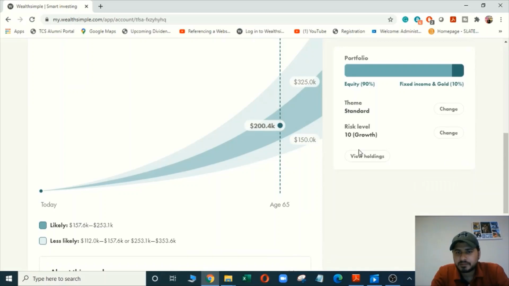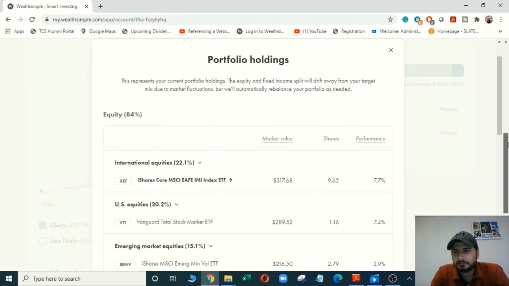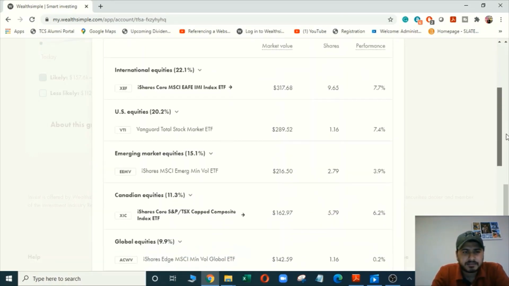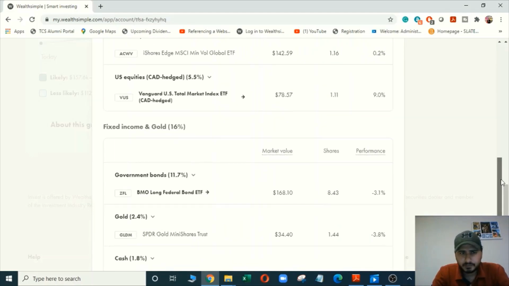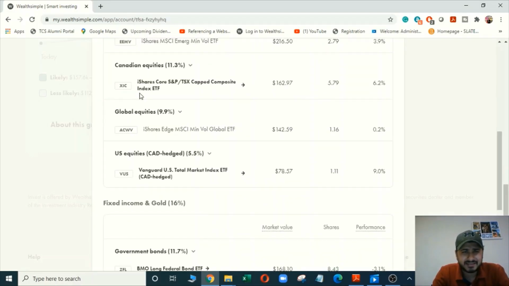So as you can see, what are the holdings in this growth portfolio? It consists of 22% XCF, which is one of the iShares Core EAFE IMI Index ETFs, and the second is VTI. 20% belongs to this ETF, and 15% belongs to EEMV, which is the emerging markets ETF. Then we have 11% of XIC. These are all high risk ETFs basically. 9.9% belongs to ACWV and 5.5% belongs to the Vanguard US Total Market Index ETF.